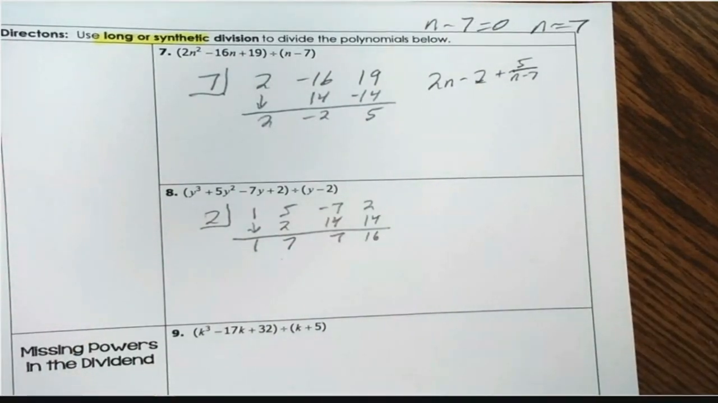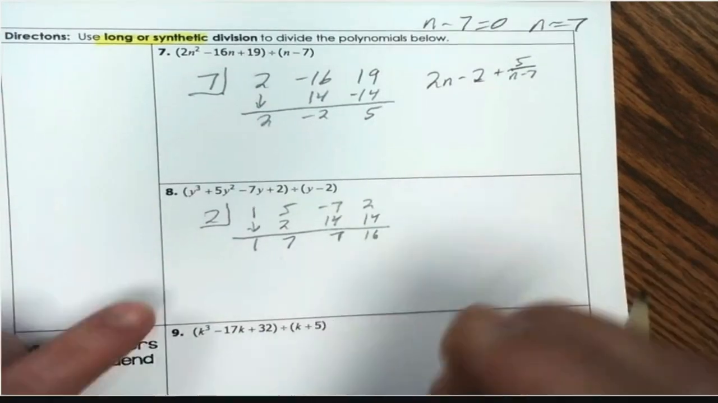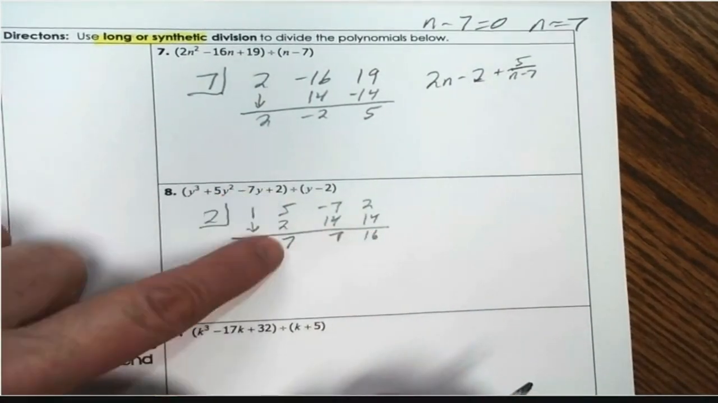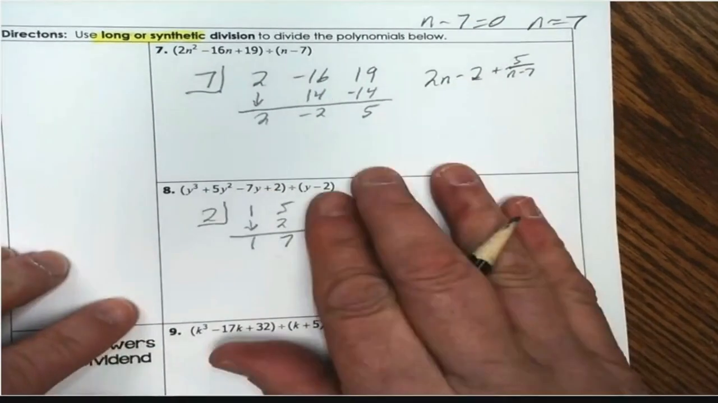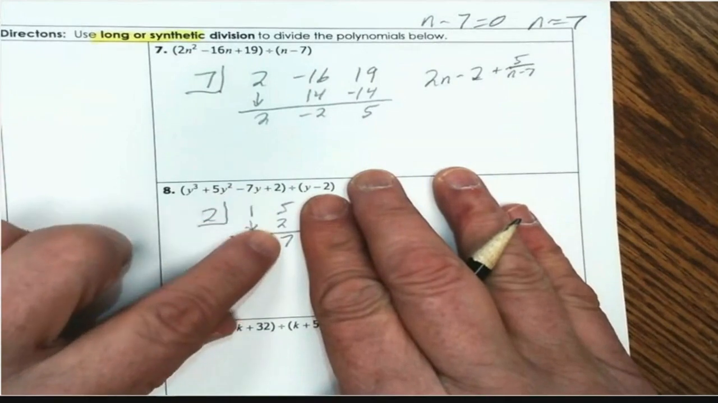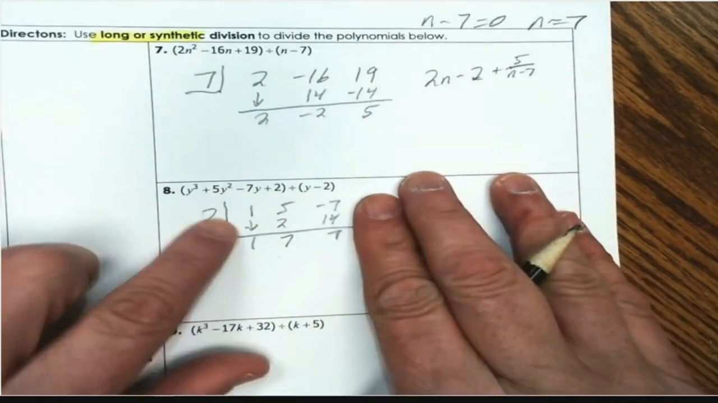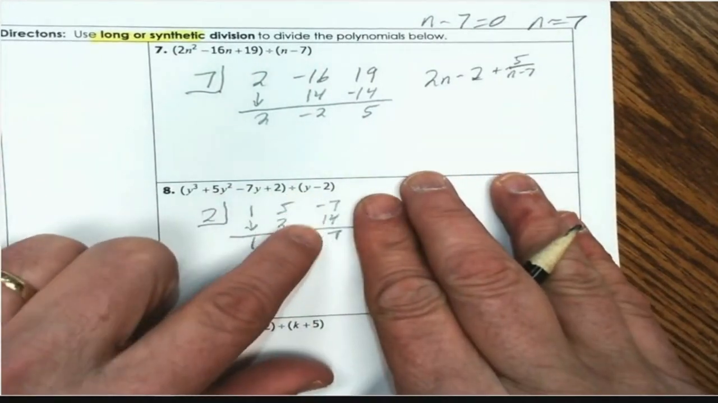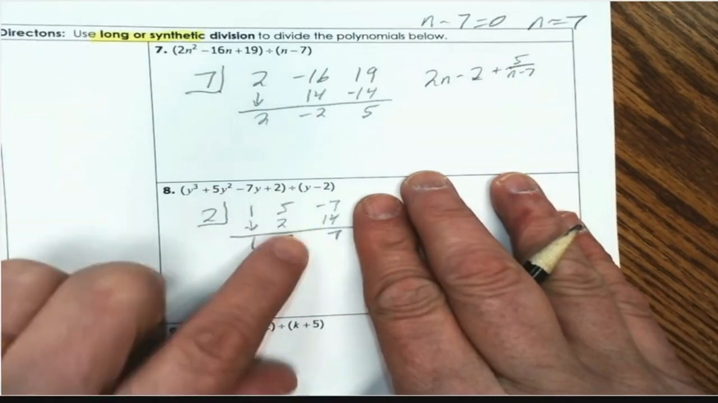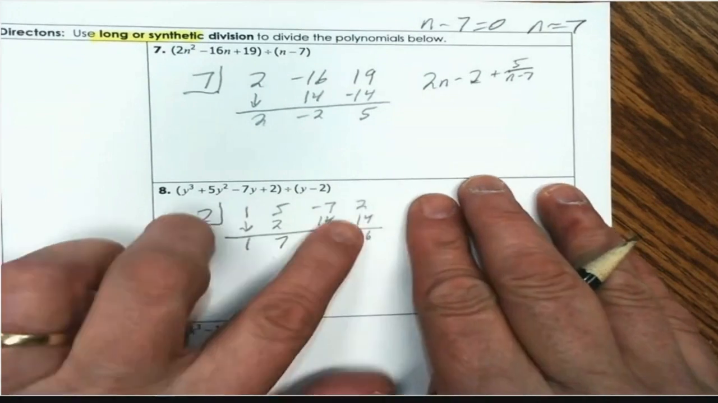Okay, it's like, that was pretty fast, Mr. Brock. Well, yeah, you're just multiplying here and then just adding up the numbers each time. 2 times 1 was 2. Add those together, 7. 2 times 7 is 14. Add those together, 7, because that's a -7 plus a positive 14. So multiply those together. That's another 14.